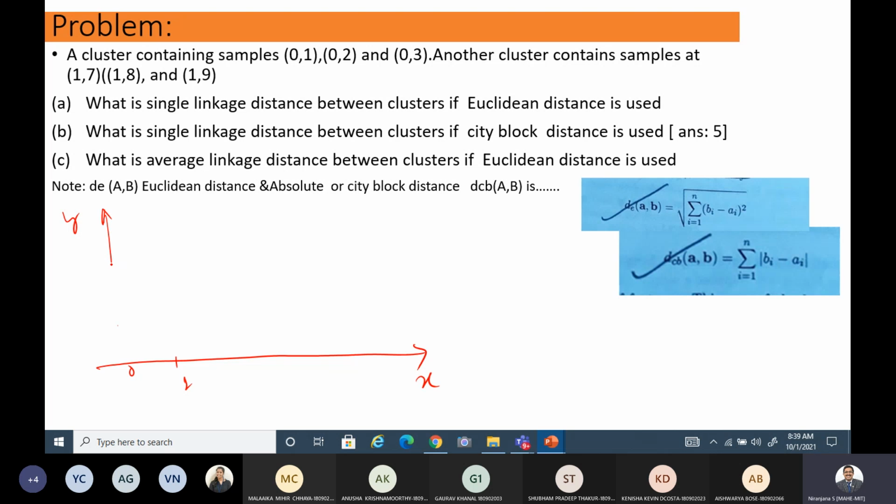I'll just redraw it. Maybe first point, second point, third point is here as a cluster. And the rest of the points may be somewhere, starting from (1, 7). Suppose 7 is here: 7, 8, 9. So (1, 7), (1, 8), (1, 9), right? This is (0, 1), (0, 2), (0, 3). Three points here. So already you are given two clusters.